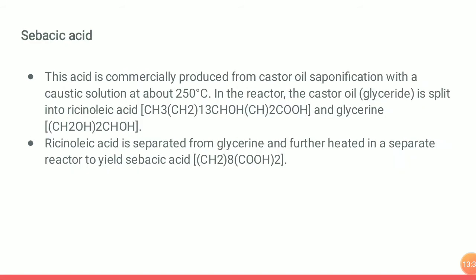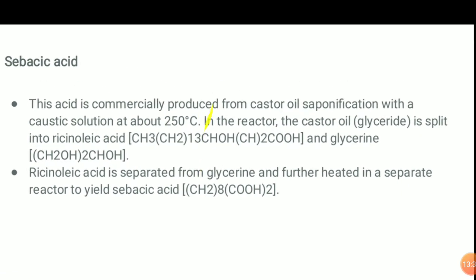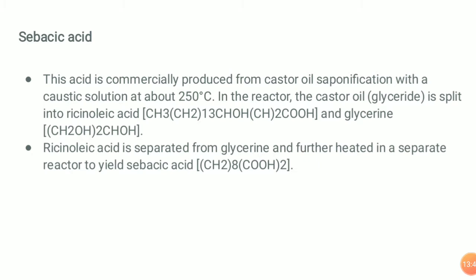Okay, now the next monomer that is produced for making nylons is sebacic acid. This acid is commercially produced from castor oil. How is it produced? It is generally extracted from castor oil, by the saponification of castor oil with a caustic solution at about 250 degrees Celsius.